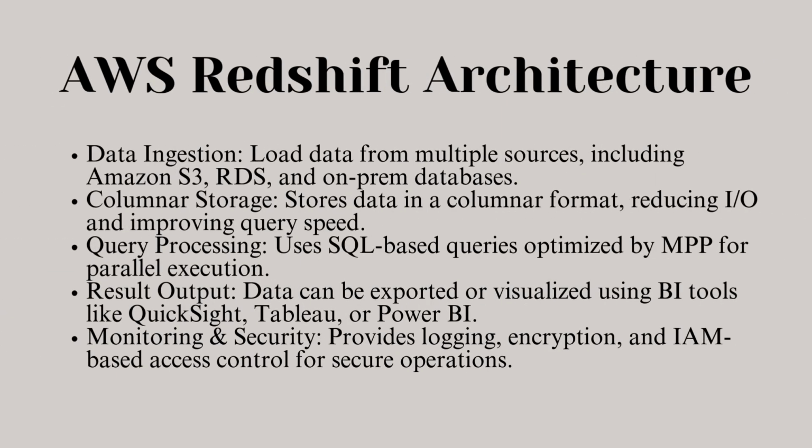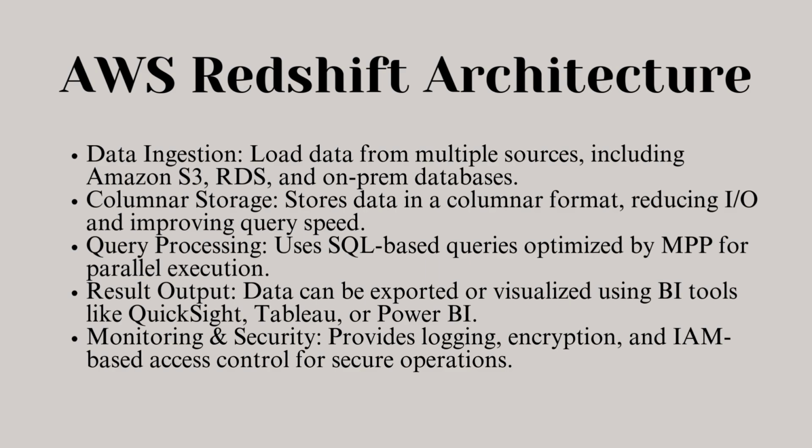Next, let's explore the architecture of AWS Redshift and how it manages large scale data processing efficiently. The architecture of AWS Redshift consists of several key components. First, we have data ingestion, where data is loaded from Amazon S3 and RDS databases into Redshift. Next, the columnar storage format ensures data is stored efficiently, reducing I/O operations and improving query performance.